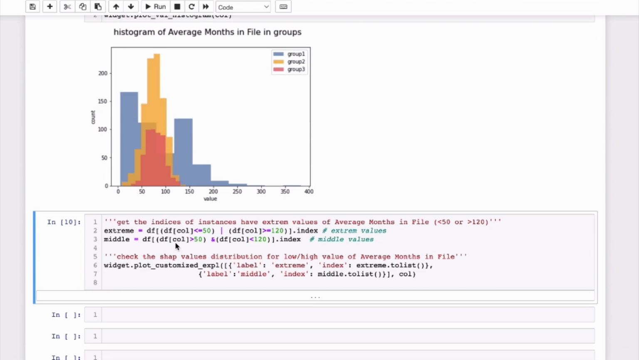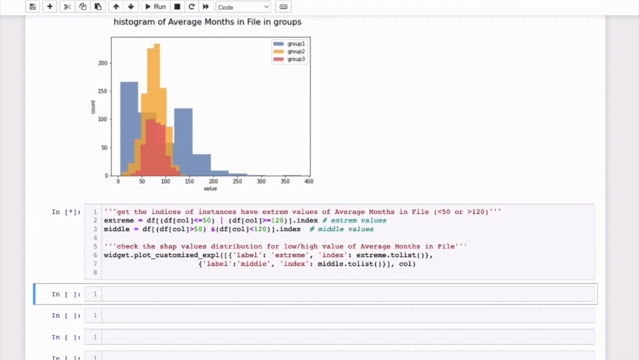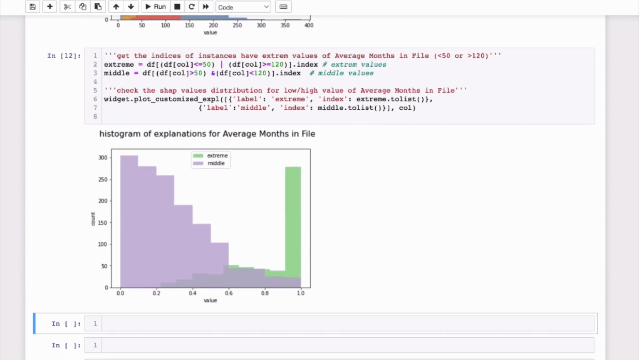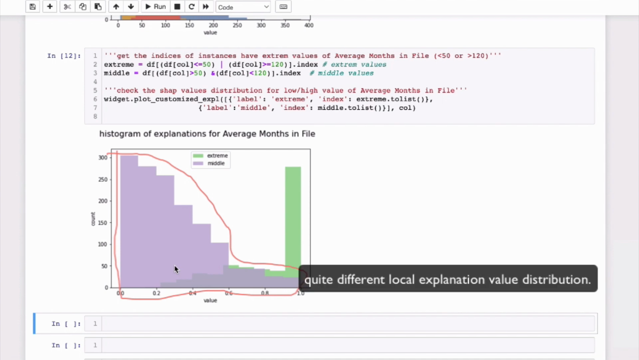To test it, I plot the local explanation values for the instances which have really low or high average months in file, and another group with middle values. This is the local explanation score distribution for the extreme values of average months in file. Then for the instance with middle values, the influence is usually less strong.